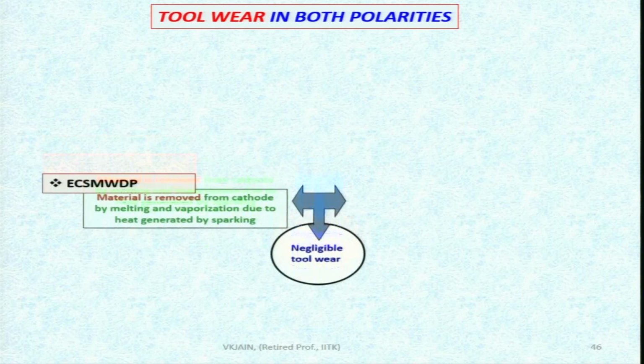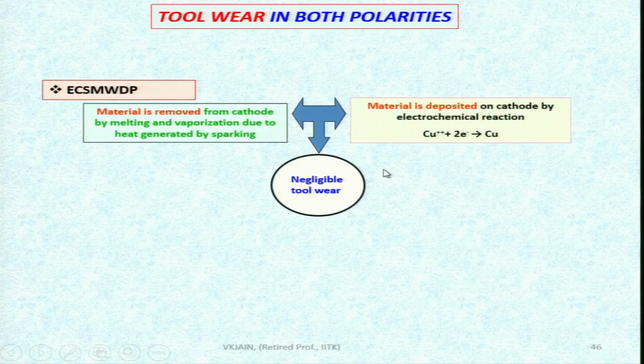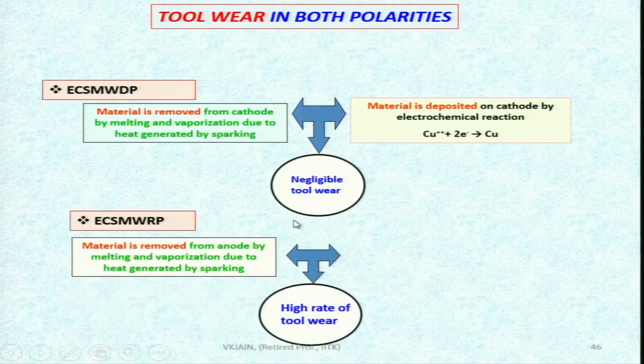Tool wear in both polarities is shown over here. In direct polarity, material is removed from the cathode by melting and vaporization due to heat generated by sparking, because sparking is taking place at the cathode. But tool wear is negligible. Why is tool wear negligible? The reason is material is deposited on the cathode by electrochemical reaction, because from the anode material is being removed due to the electrochemical reaction, and this gets deposited on the cathode. That is why tool wear at the cathode is negligible, as mentioned over here.